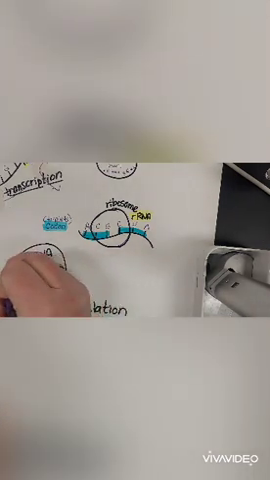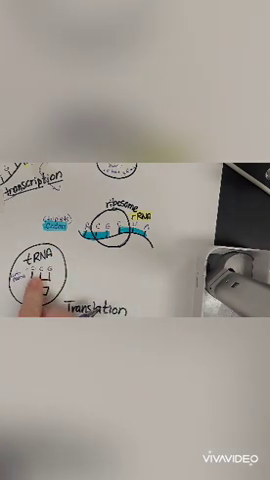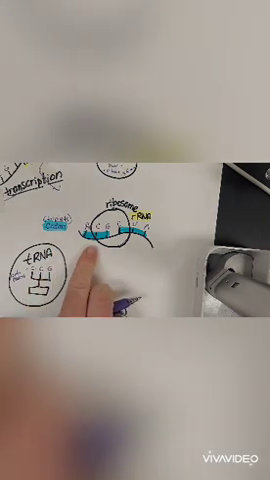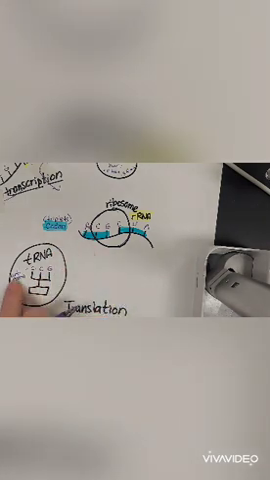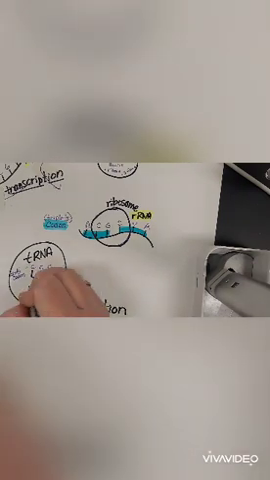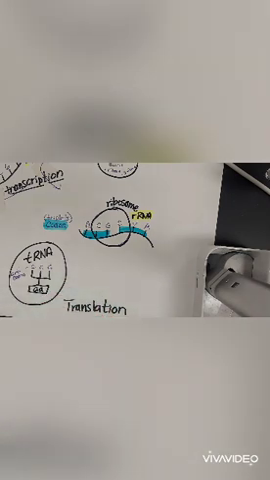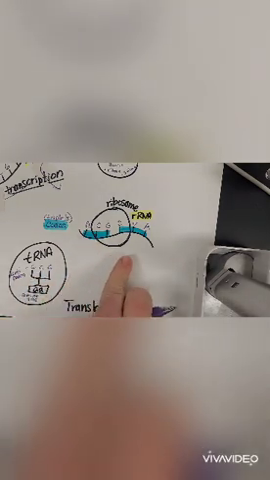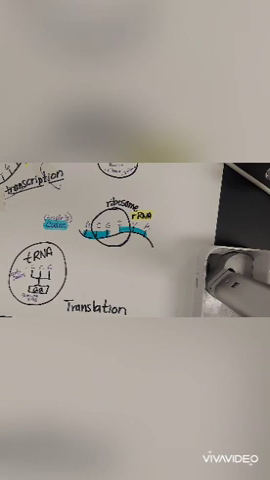Let me label the parts. This piece is the anticodon. This was the codon. This is the anticodon. This is what would match this. And this anticodon is associated with a particular, what do you think AA stands for? You're right, amino acid. So depending on who it matches up with, the amino acids then get put together in a chain.